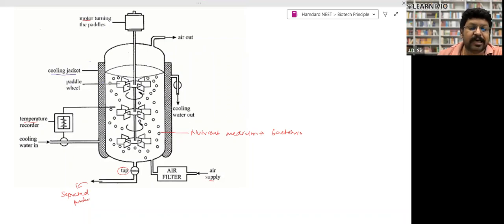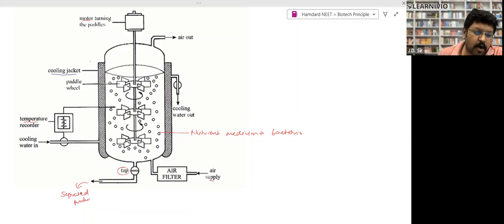These paddle wheels keep on stirring the nutrient, first thing, so that the nutrient does not settle down. Second thing, they keep on providing the availability of oxygen throughout the material, right? And next, the temperature is maintained over here. Now, the next thing is that filtered air is passed from the base so that aeration takes place. And in the presence of air or oxygen, the aerobic bacteria multiply fast, right?